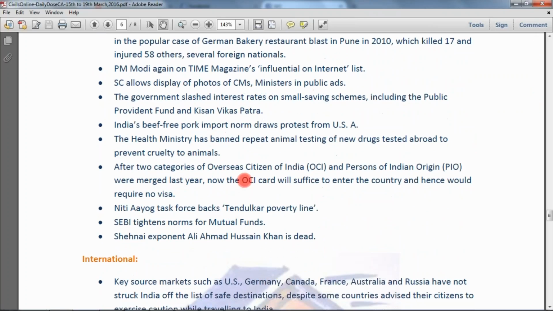After two categories of overseas citizenship of India, OCI, and persons of Indian origin, PIO, were merged last year, now the OCI card will suffice to enter the country and hence would require no visa. Niti Aayog Task Force backs Tendulkar poverty line. SEBI tightens norms for mutual funds. Shehnai exponent Ali Ahmad Hussain Khan is dead.